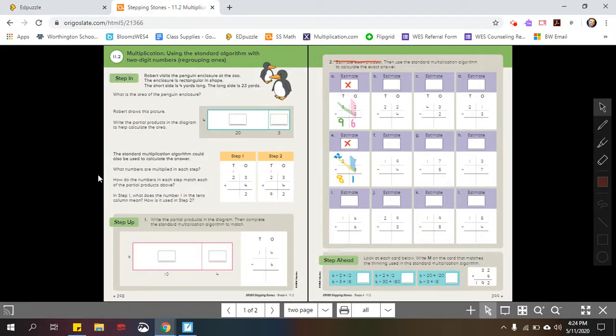If you have not done so already, please turn to lesson 11.2 in your workbooks. That's pages 398 and 399. And like always, as we're working our way through, make sure you're following along and writing things down, because it will help you when it's your turn to do it on your own.